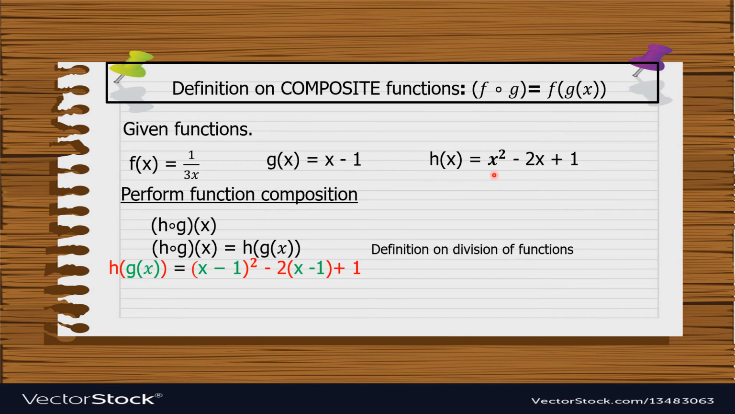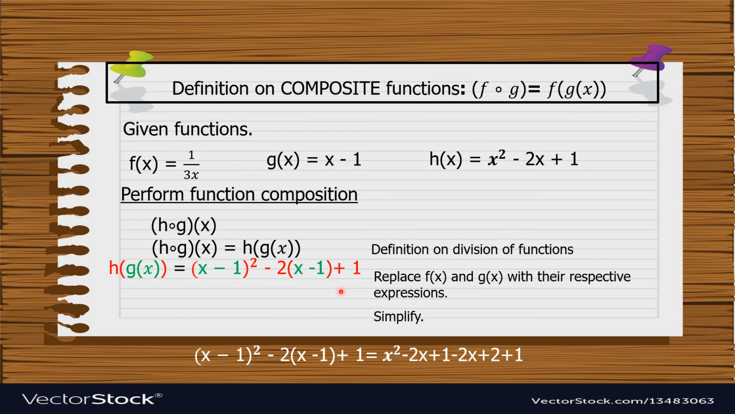So instead of writing x squared, you will write x minus 1 squared. And then instead of negative 2x, it is negative 2 times x minus 1. Copy the constant number 1. Then to simplify this, x minus 1 squared minus 2 quantity x minus 1 plus 1 is equivalent to. So you can operate this like this process, or in this manner.